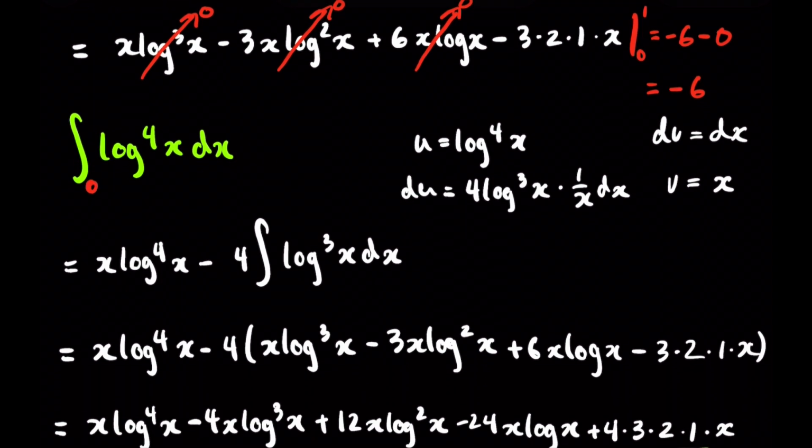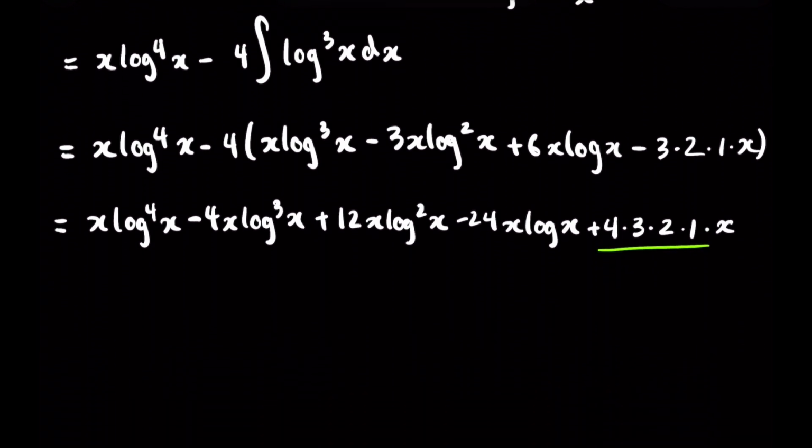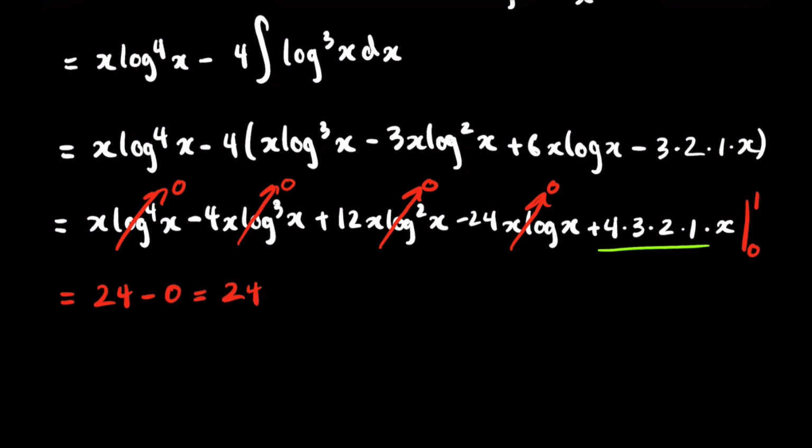And finally, our next integral of log fourth x from 0 to 1 is as follows. Evaluating this at 1, again, every term with log x goes to 0, and so we're left with 4 times 3 times 2 times 1, and at x equals 1, that is just 24. And then minus, evaluating this at 0, this approaches 0, this approaches 0, this approaches 0, and this approaches 0, leaving us the last term, when x is 0, is also 0. And so our result here is 24.